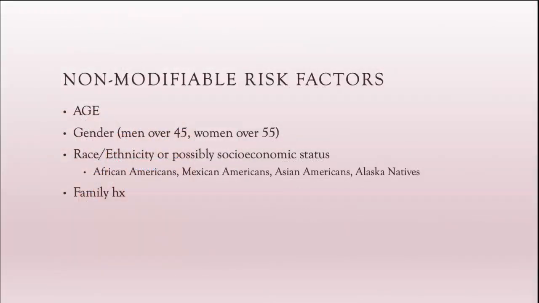So non-modifiable, obviously we can't do anything about a person's age or gender or race, ethnicity, or family history. So that's why it's important to recognize that you might have a patient, say a 60-year-old Alaskan Native patient who has a family history of heart disease, you know that they're going to be at high risk. So you really want to pay close attention to the modifiable risk factors to help reduce their risk.